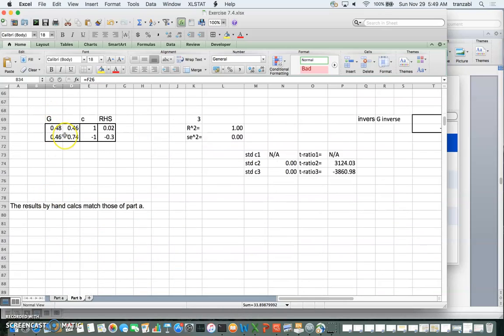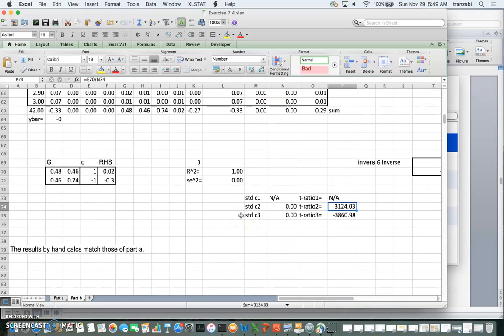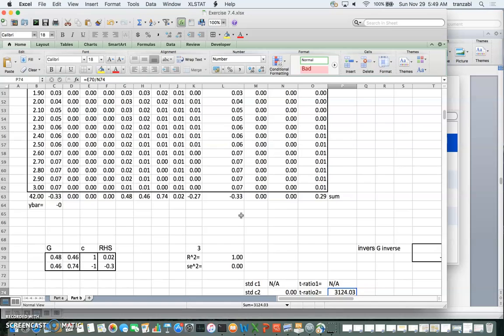Now this is a fit for two model parameters, just C2 and C3. We don't have C1 anymore. With this, you can go ahead and calculate the coefficients on the right-hand side, and you find that the T ratios now are about 3,000. So both of them are much bigger than 2. That means we should keep both of them. We should not drop anyone. Okay, so that's basically a quick review of the solution for problem 7.4b.